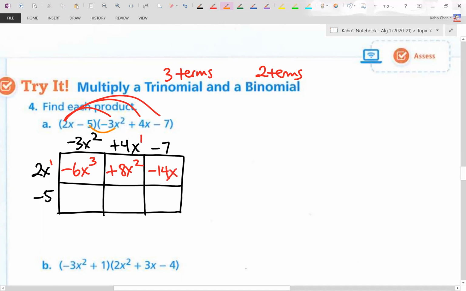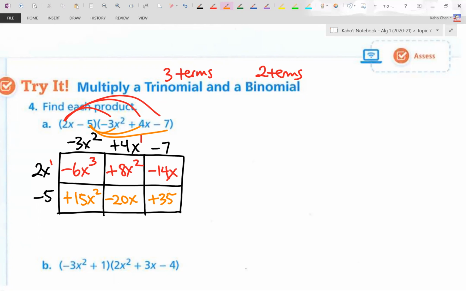Second row, here we go. Negative 5 times negative 3x squared is positive 15x squared. Negative times the negative was a positive there. Next product, negative 5 times 4 is negative 20x. And then the last product is negative 5 times negative 7 is positive 35. So far, 2 by 3 gives you 6 terms. Take a look at your terms that are inside the box. Can any of them be combined together?